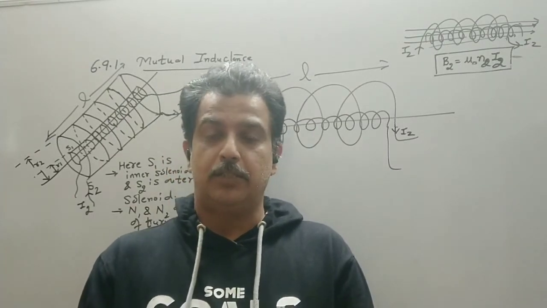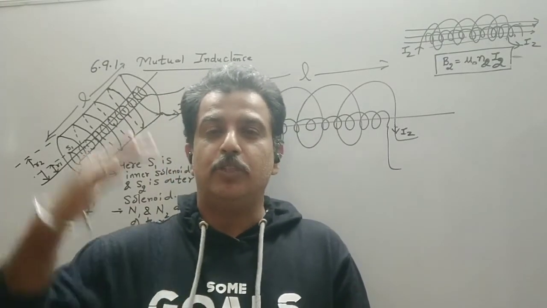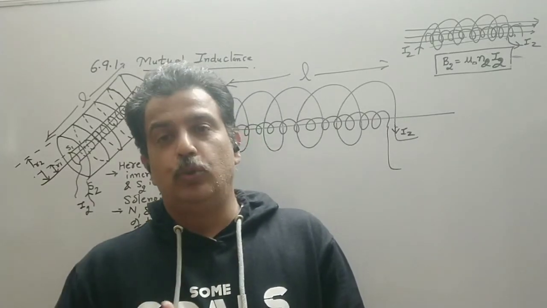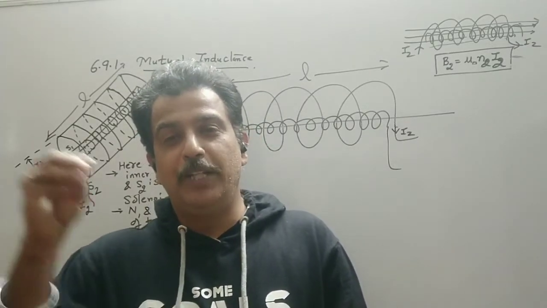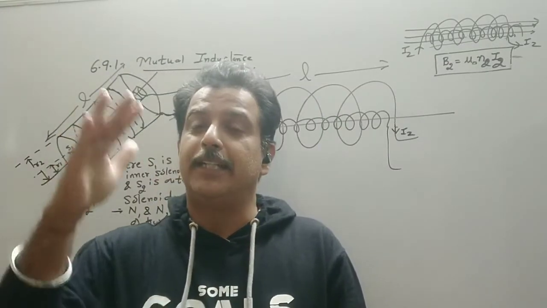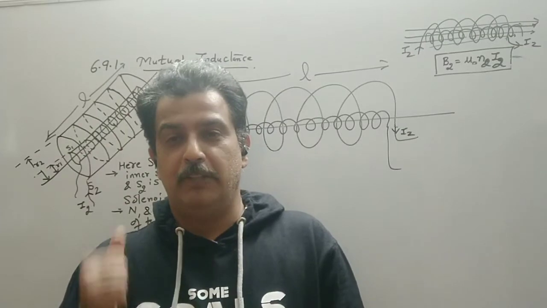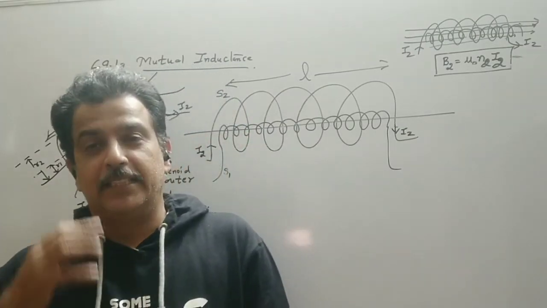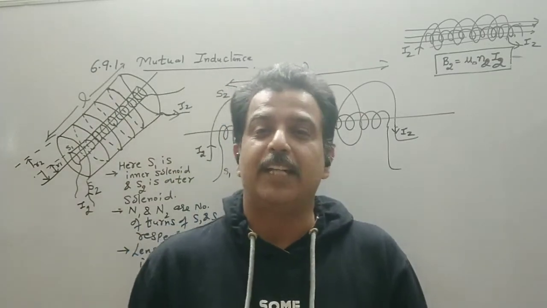It should oppose the change. So when we try to increase or decrease the I2, current will be induced in S1, but it will oppose the growth and the decay of the current. We will come to this point again, that this is the behavior of an inductor.